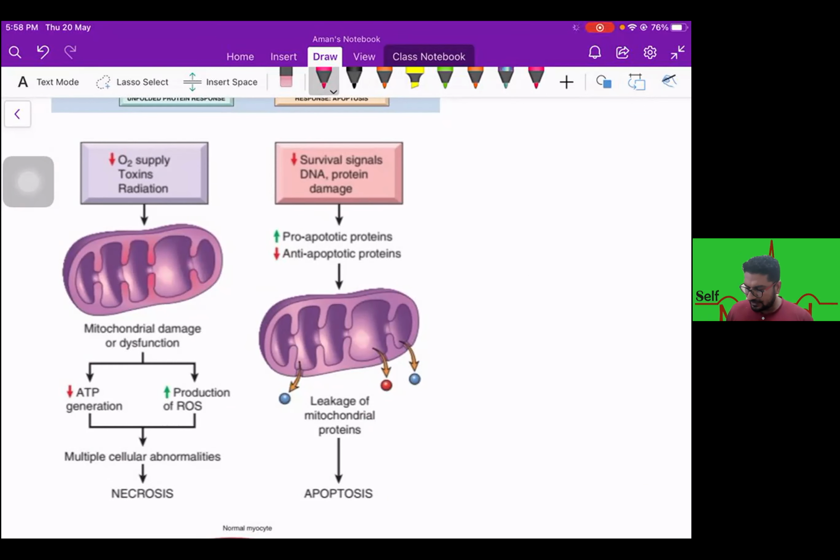Just to say, for the pro-apoptotic gene, the most important gene will be P53, and for the anti-apoptotic gene, the most important gene will be BCL2. So there will be a disbalance in these two proteins or genes, so that there will be leakage of these proteins, and ultimately you will see apoptosis.